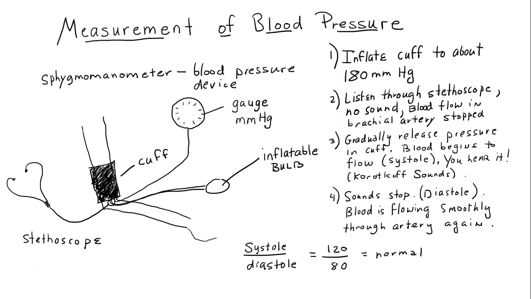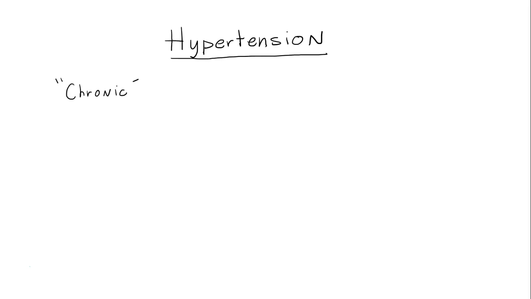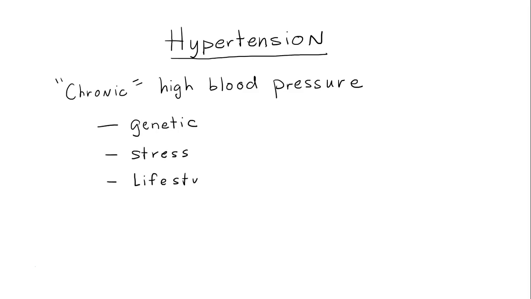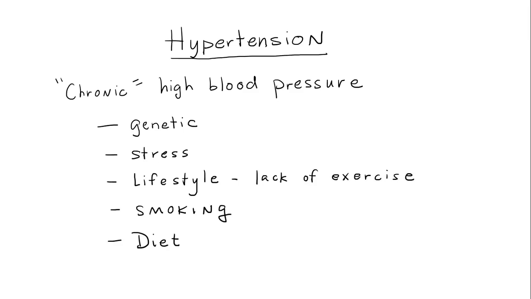But some people have what's called hypertension, which is chronic high blood pressure. Realize that chronic high blood pressure can be genetic, but it can also be a result of stress. Lifestyle, lack of exercise, smoking, and diet are all risk factors for hypertension. You want to be eating a diet that is relatively free of saturated fats, which come from animal products.